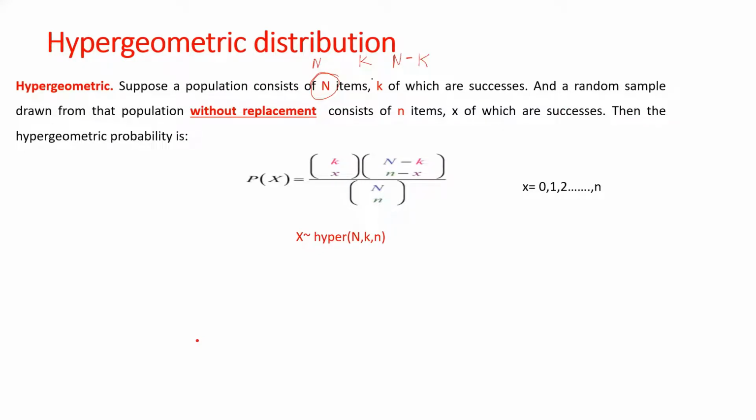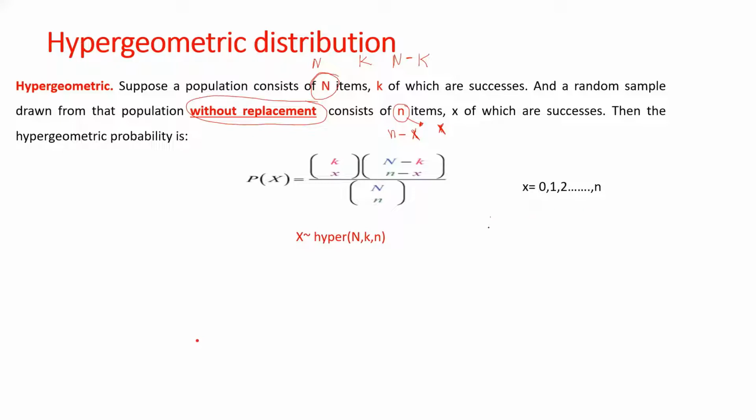And we draw a random sample without replacement. This is very important. Without replacement. Let X be the number of successes in this sample. Number of successes in this sample. So this sample also can be divided into 2 parts: X, number of successes, and n minus x, number of not successes.